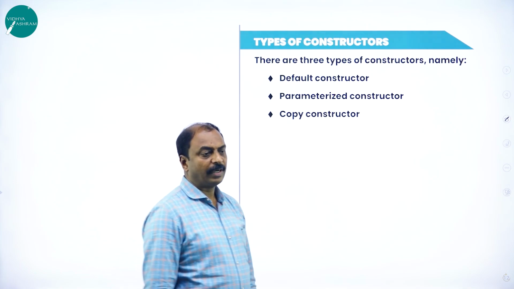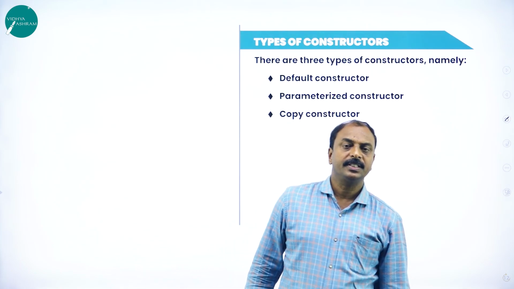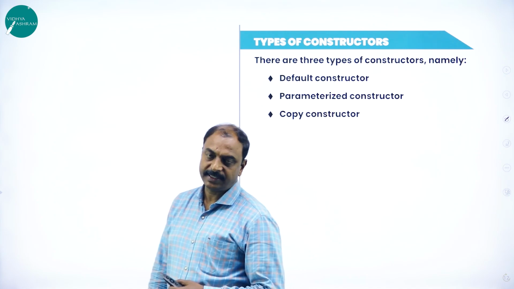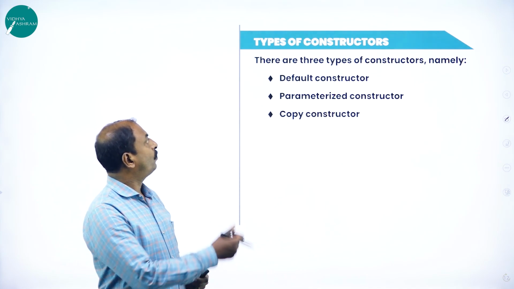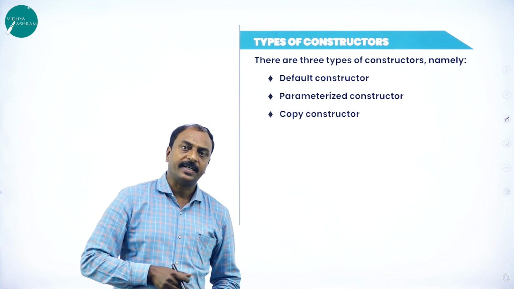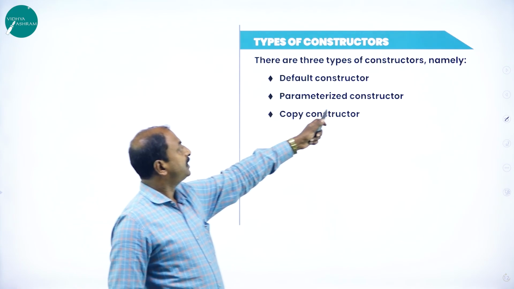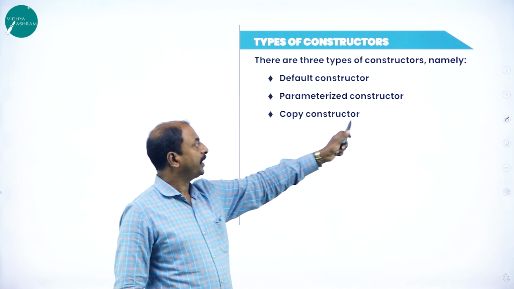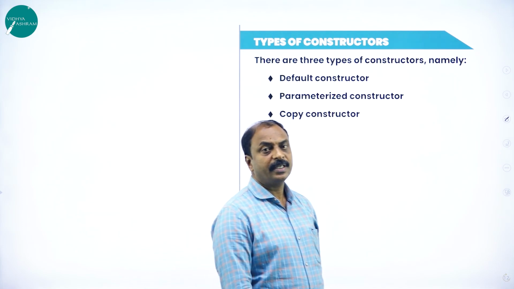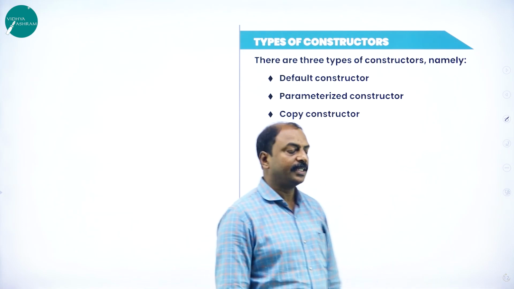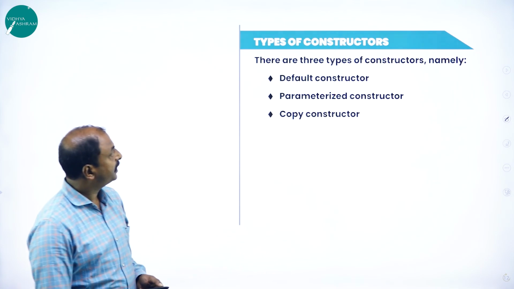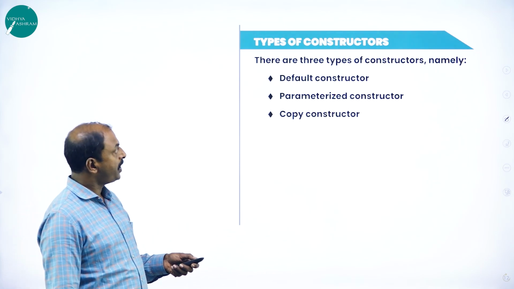Now here we have learned the definition of constructors and we have seen a simple example. Now let us see what the different types of constructors are. They are default constructors, parameterized constructors, and copy constructors. These are the three types of constructors. Now let us see the syntax and definition for all three one by one.